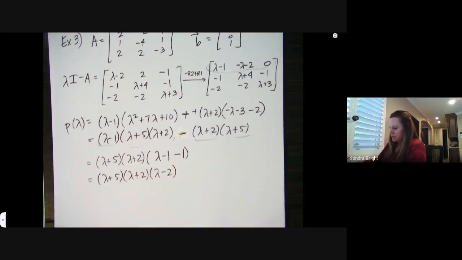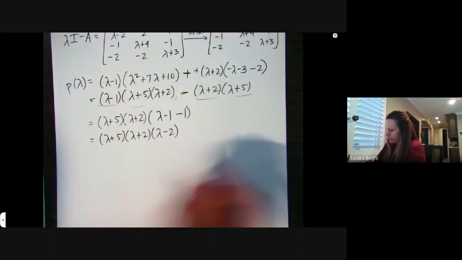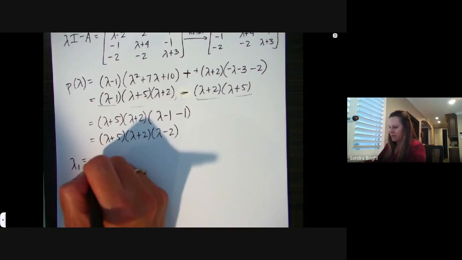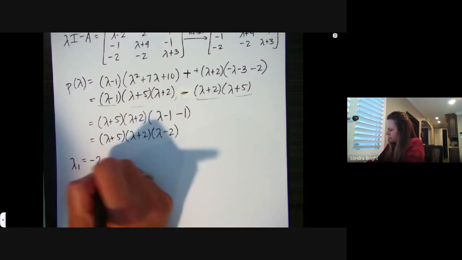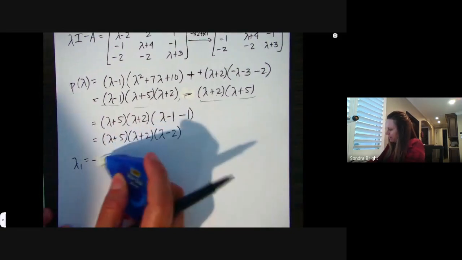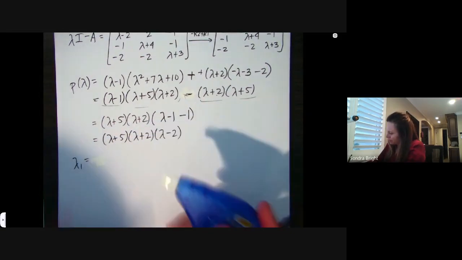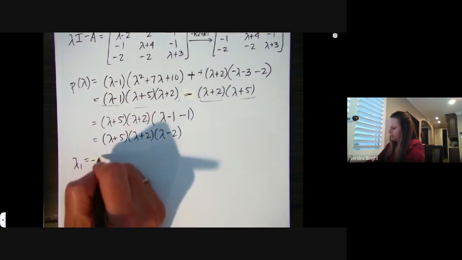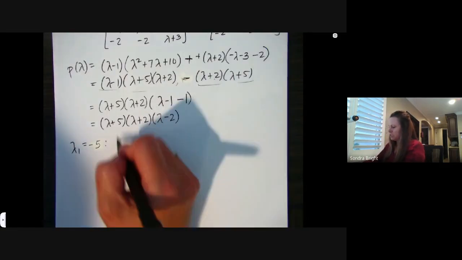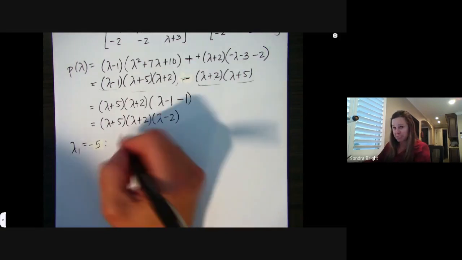Okay, so now I've got my first eigenvalue. Why I chose the middle one, I don't know. Let's go with negative 5. All right, so the first eigenvalue is negative 5. And when you have a negative 5, I'm going to just do some math magic here because this problem is going to take a while.